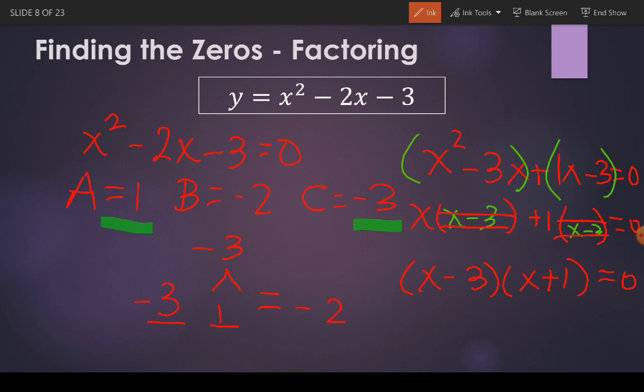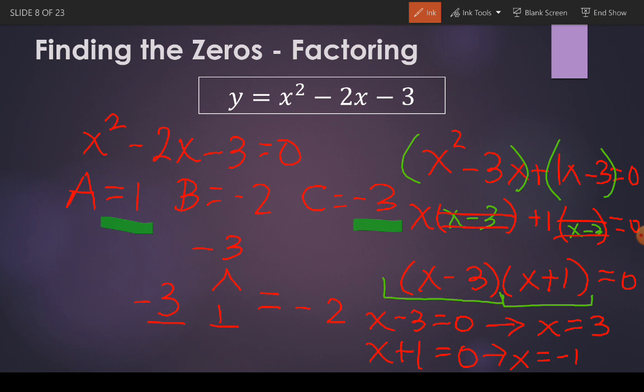The last step to finding the zeros is that we need to find our zeros by setting each of our factors equal to 0. So our first factor is x minus 3, and our second factor is x plus 1. So we're going to have x minus 3 equals 0, and x plus 1 equals 0. So when we solve our first one for x, we'll get x equals 3 as our first zero. And our second zero, we will get x equals negative 1.